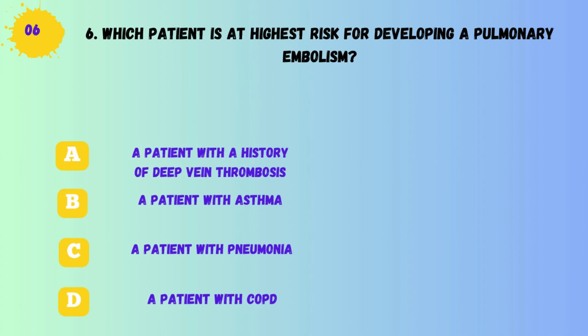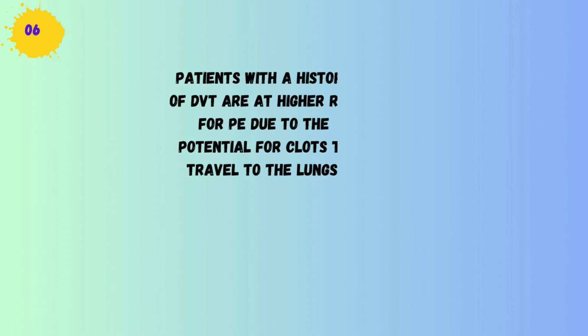6. Which patient is at highest risk for developing a pulmonary embolism? A. A patient with a history of deep vein thrombosis. B. A patient with asthma. C. A patient with pneumonia. D. A patient with COPD. Answer: A. Rationale: Patients with a history of DVT are at higher risk for PE due to the potential for clots to travel to the lungs.